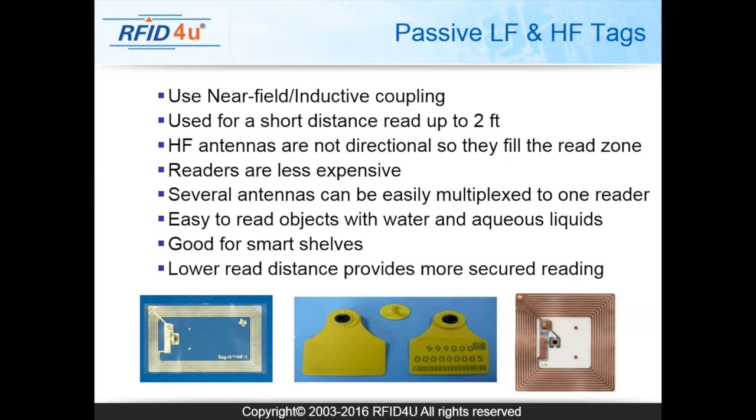Lowered read distances provide more secure reading. If you can only read 1 millimeter or 2 millimeters or up to a maximum of 2 feet, if you want to intercept that communication, you have to get within that read range to be able to read it. Credit cards, for example, which use HF, have a read range of a few millimeters. You'd have to get within a few millimeters of that credit card with another reader to be able to read that particular credit card. So you have greater security with HF and LF than you would with UHF.